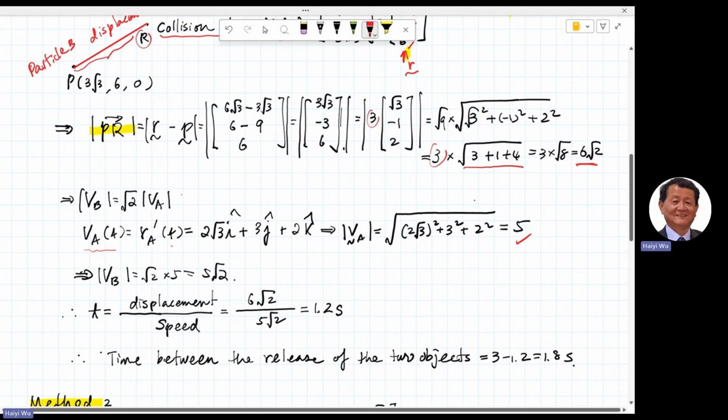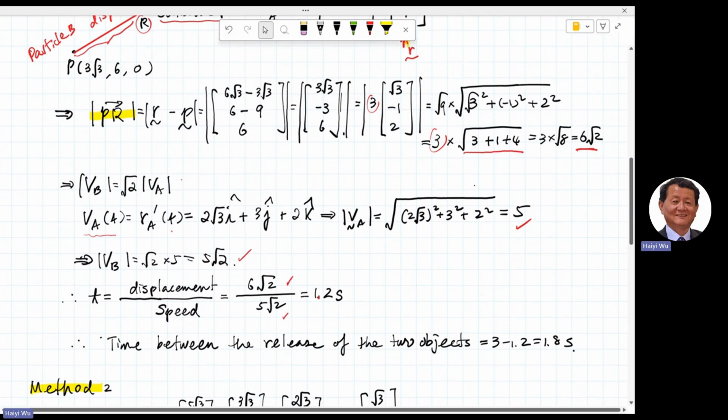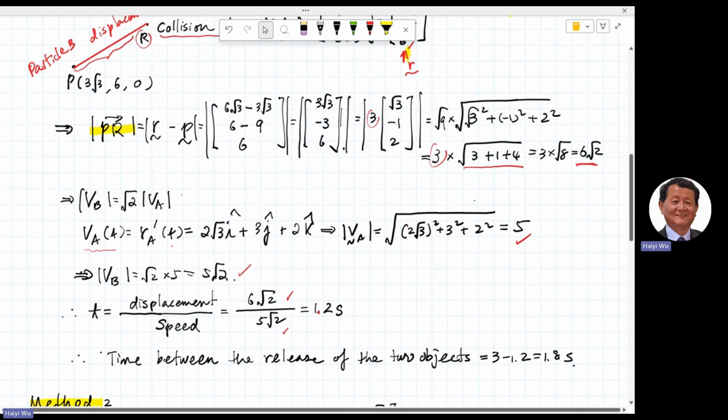Therefore, the magnitude of velocity B, the speed, is the square root of 2 times 5, so it's 5 square root 2. So that's the speed. Time is displacement divided by speed, so 6 square root 2 divided by 5 square root 2 is 6 over 5, so 1.2. So that's 1.2 seconds.